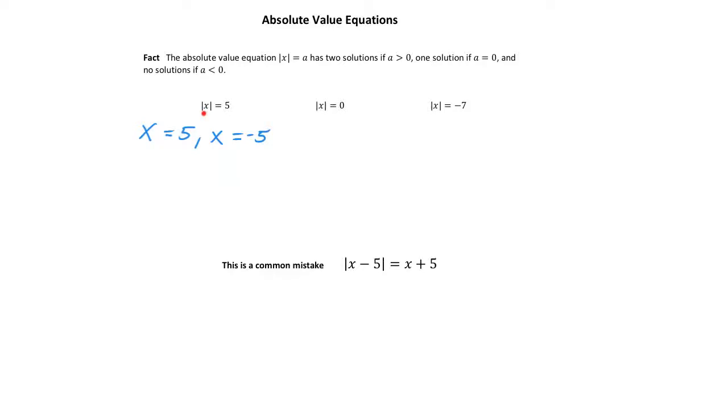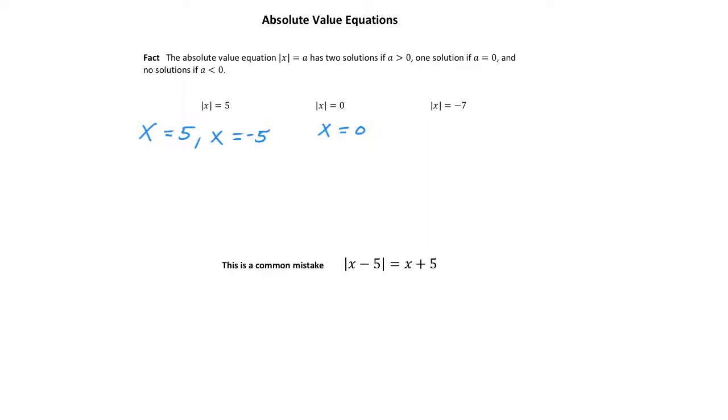So if you have the absolute value equals a positive number, you can get rid of the absolute value just by writing these two things down. If you compare that to the absolute value of x is equal to 0, there's only one number that makes this true, and that is x is equal to 0.